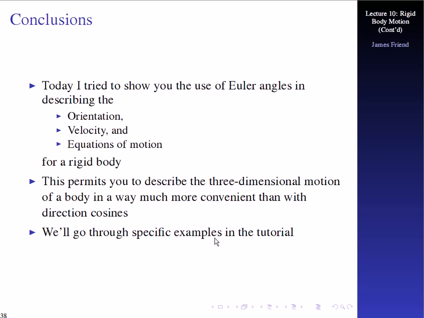So what I tried to show you is the use of Euler angles in describing orientation, velocity, and equations of motion for a rigid body. I also tried to show you about the moments of inertia and products of inertia and how you'd handle all of that if you rotated the coordinates that represent the system. And what this all allows you to do is to represent and describe the three-dimensional motion of a body in a way much more convenient than with the direction cosines that we talked about early on. And we'll go through specific examples, but do please go through the examples that have been shown here. Thank you.